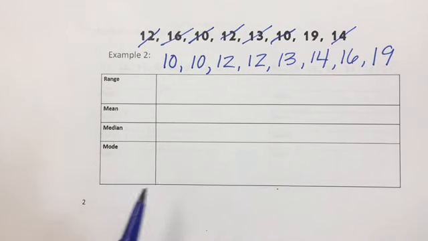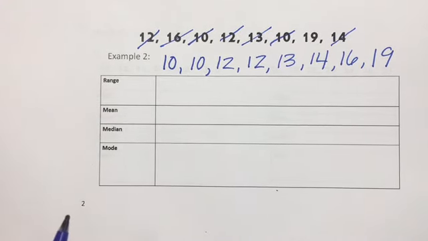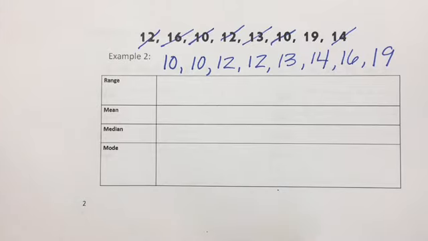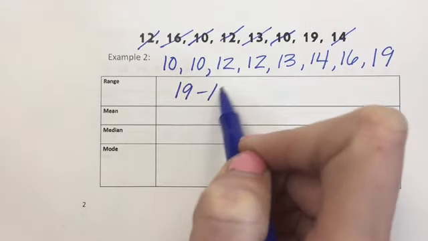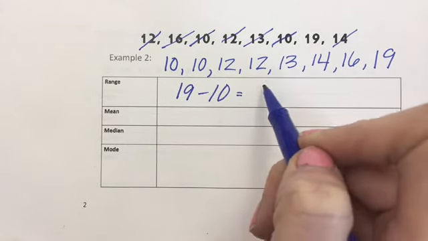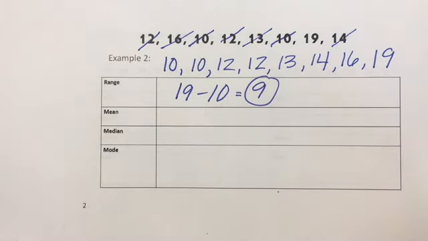Now I'm ready to find my range. If you need to look back at those definitions, do that. The range is the difference between the largest and smallest. So the largest is 19, smallest is 10. 19 minus 10 is 9. Our range is 9.